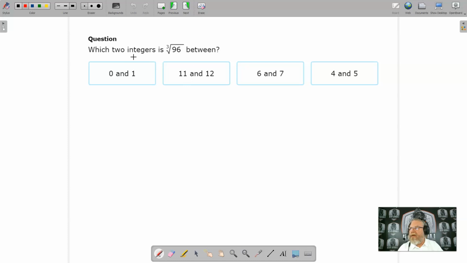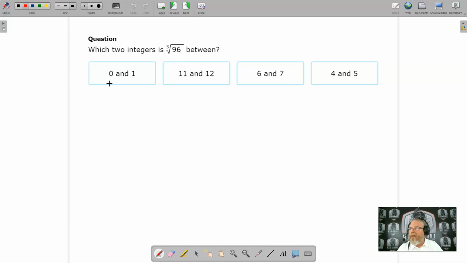On the next one, which two integers is the cubed root of 96 between? Well, is 96 a perfect cube? No, it's not. If we go look at that list of perfect cubes, we'll realize 96 is not a perfect cube. Now, whenever we did square roots of not perfect squares, we did a number line to try to figure out where these would fall between. And in this case, I'm going to encourage you to use the calculator.